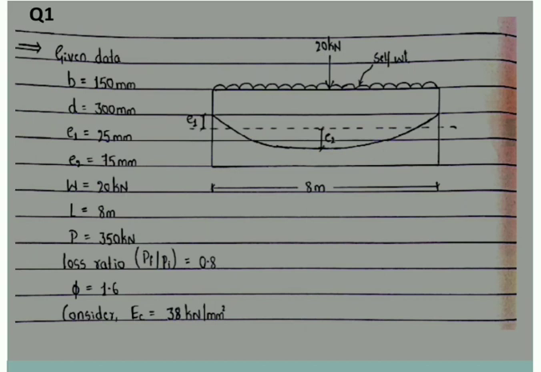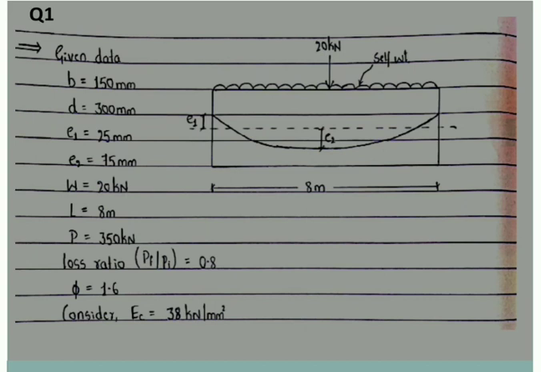The loss ratio is equal to 0.8. That means 20% of the pre-stress force we are losing; 0.8 means 80% is the effective pre-stressing force. In some examples, this loss ratio can be given in terms of percentage also, so you need to be careful. Do not worry. If they give 75%, that means your ratio will be 0.75. Then the coefficient of creep is given as 1.6. If not given, you have to assume it as 1.6 only.